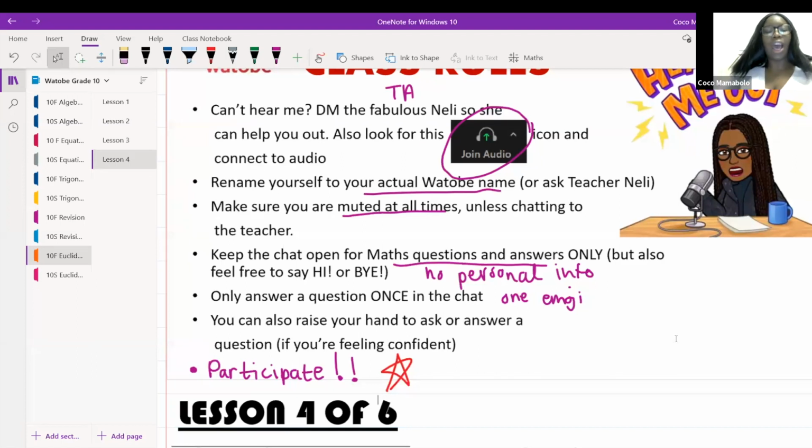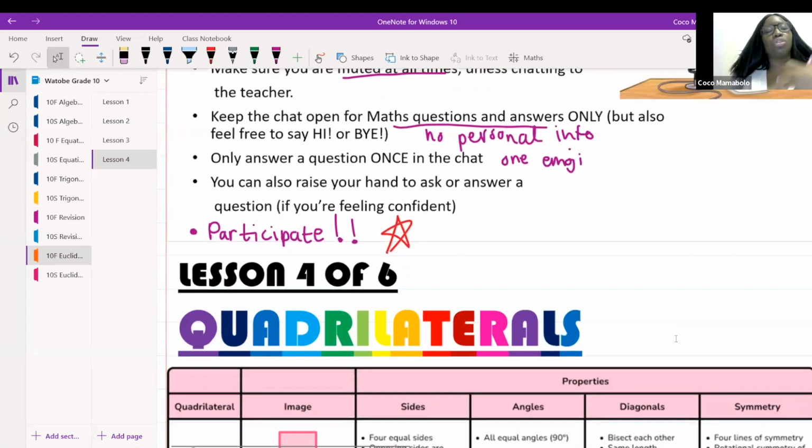Hope everybody's ready to go ahead with today's lesson. We are actually on lesson 4 of 6, and we're doing Euclidean geometry, and today we're doing quadrilaterals.